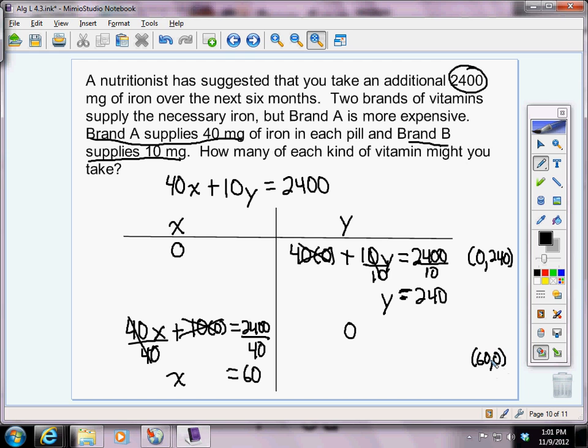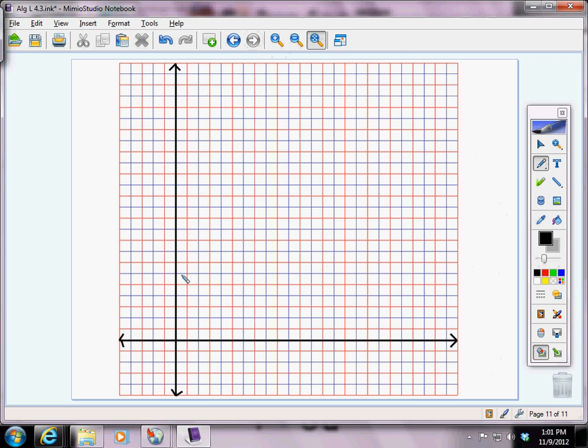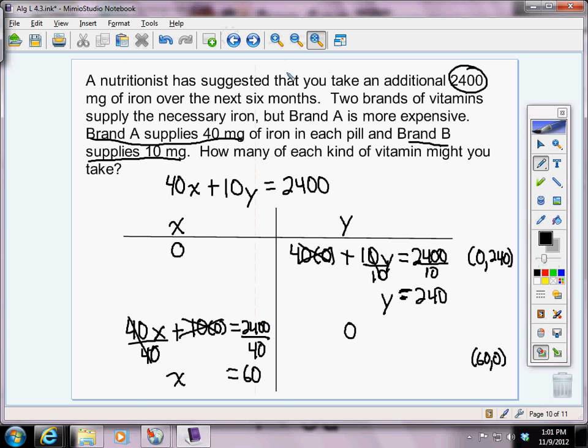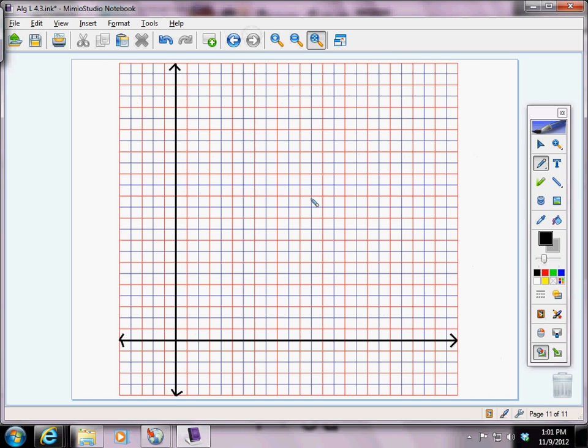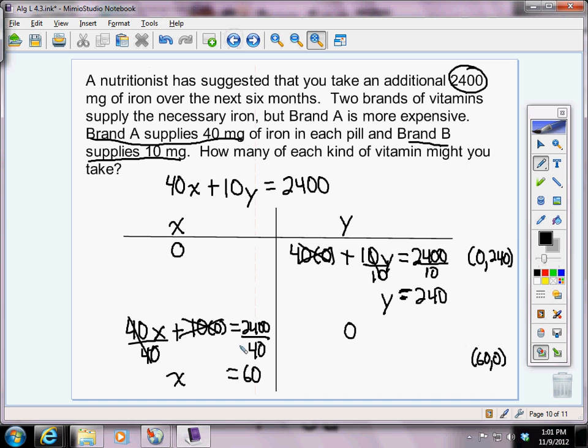Now again, when we want to graph this, we have to be mindful of our scale. On our y-axis here, we're going to have to go up to 240, and on our x-axis, we're going to have to go over to 60. Notice I've set up a graph here with only quadrant 1. It doesn't make any sense in this situation to deal with negative numbers, because we're not taking a negative number of pills at all. So I'm only focused on quadrant 1, our positive quadrant. We have our x-axis and we have our y-axis, and remember we said along the x-axis we have to go up to 60.